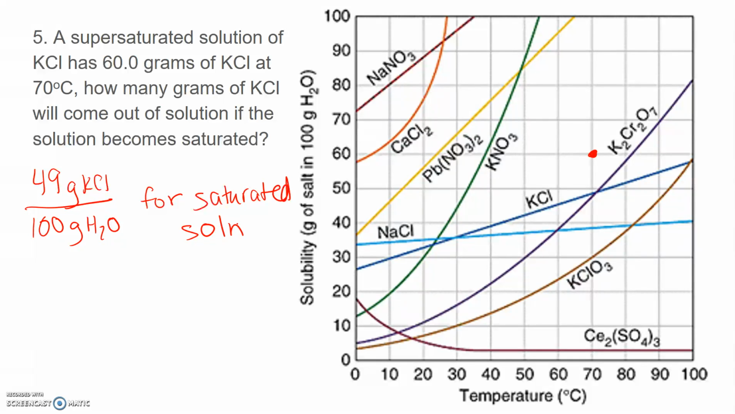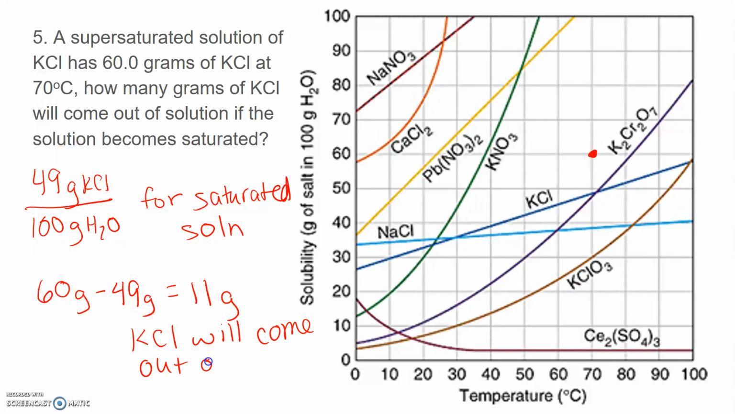All right, so then if we're trying to find how much will come out of that solution, if we're at 60 grams, we're going to take our 60, so how much we have, and subtract that 49 grams. That's how much we can have in solution for it to be saturated. So we do 60 minus 49, and we find that 11 grams of KCl will come out of solution. And what that means is we're going to get this layer of solid KCl at the bottom of our beaker. Okay? That 11 grams will no longer be dissolved in our solution.